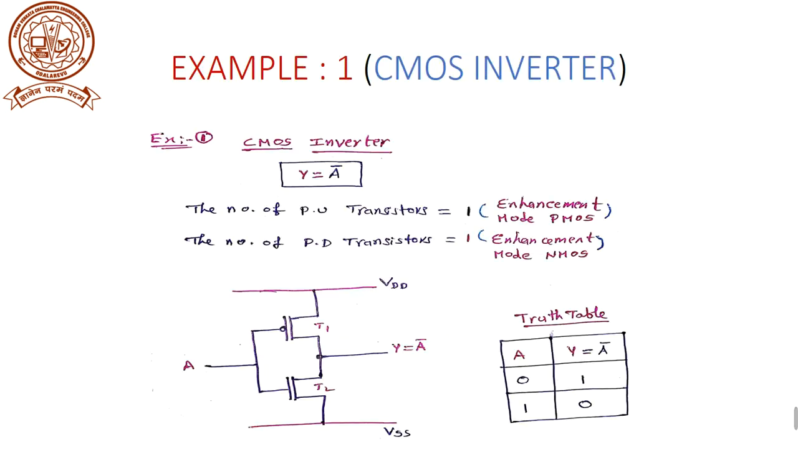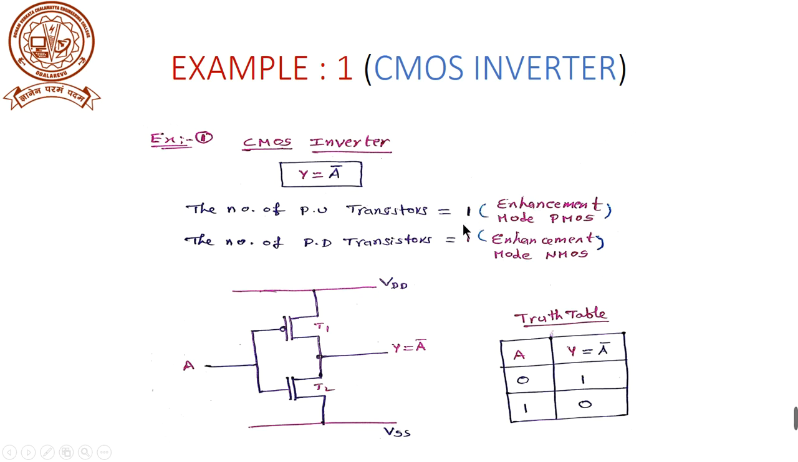Now let's consider a simple example of a CMOS inverter using CMOS transistor logic. In this case, consider the CMOS inverter with the Boolean expression y equals A bar. For the Boolean function, first we have to decide how many pull up and pull down transistors are needed. The number of pull up transistors should be 1. In this case, y is 1. Since the Boolean expression consists of only one variable, we choose 1 pull up transistor. Similarly, the pull down transistor is also 1, because the number of inputs is 1.